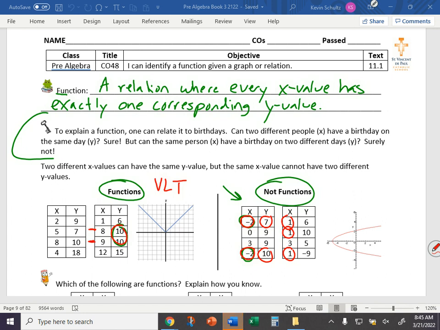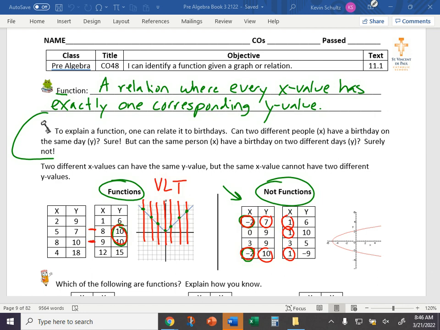If I draw a vertical line through this graph, how many times does each line touch the graph? Only once, right? Each line only touches the graph in one place. This line touches it there, this line touches it there, there, there, there, there, there. Each line only touches the graph in one spot.